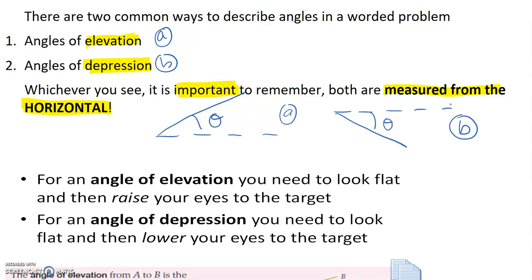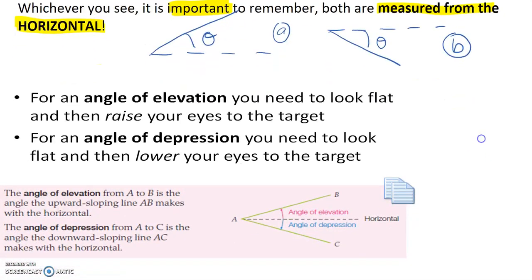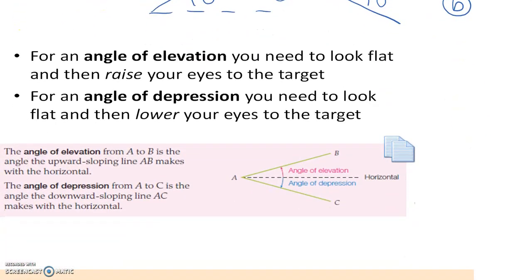For an angle of elevation, you need to look flat and then raise your eyes. The word elevate means going up, so if you look up, that is an angle of elevation. Depress, or going down, is basically the angle of depression. That's when you're looking straight and then you lower your gaze, then that is an angle of depression.